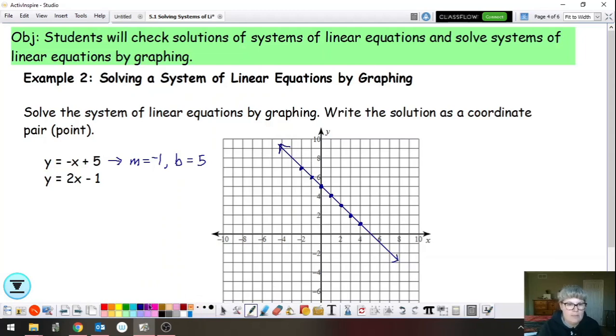For the second equation, our slope is 2. Our y-intercept is negative 1. Plot our point at negative 1, up 2, right 1, up 2, right 1. Your slopes won't always be negative 1 and positive 2. I know we've had two examples now where that has been the case. That will not always be the case.